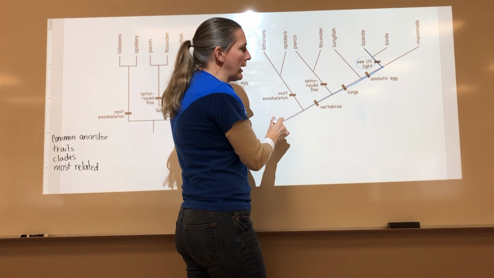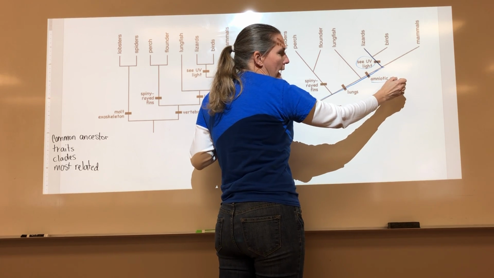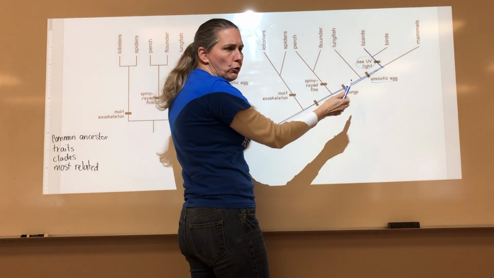Okay? So lizards actually have 4 traits. They can see UV light. They also have this trait, which is amniotic egg, which is like eggs that you get from the grocery store that have the yolk inside.